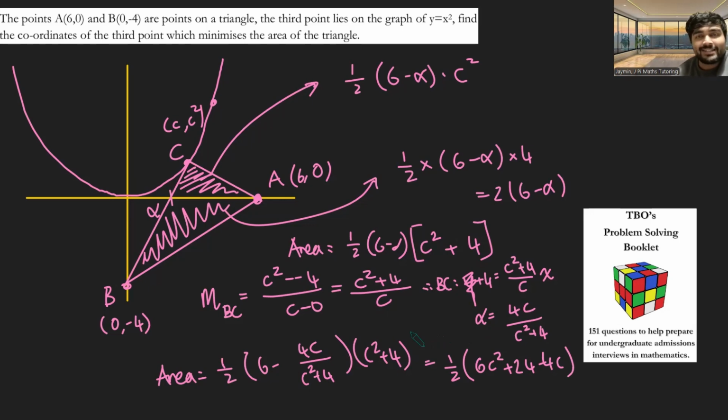This is just a quadratic, so it's pretty easy to minimize. In fact, I'm not going to bother doing it here. All you'd have to do is use completing the square to find the value of c. And then whatever that value of c is, you simply substitute it in, and that gives you your coordinate C. I'm going to be a bit lazy here, but that's not super exciting.